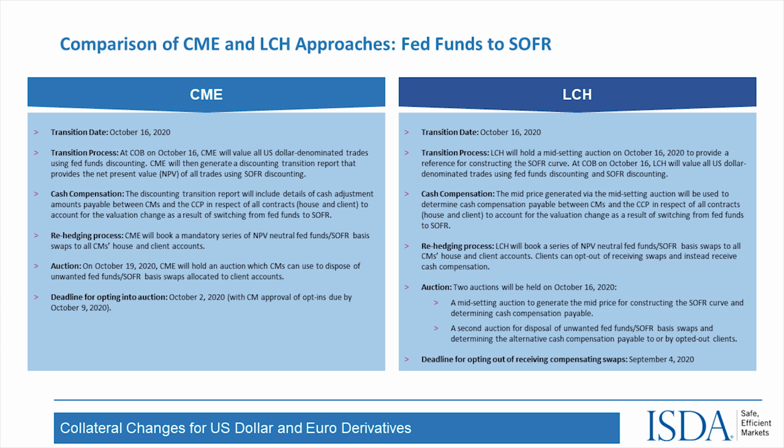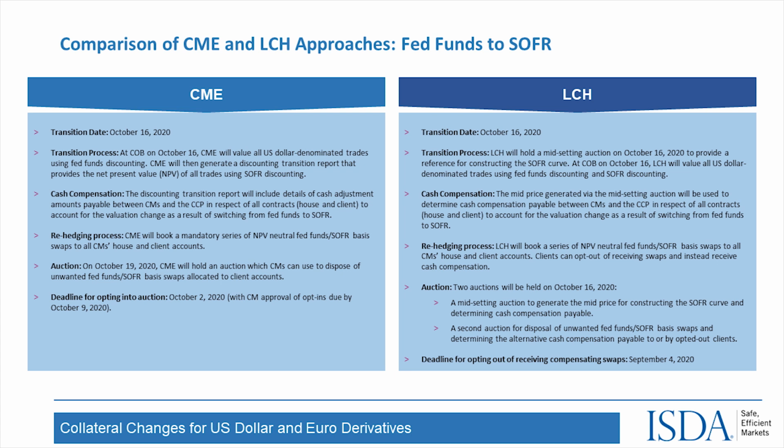In the case of LCH, if clients have opted out of receiving the discounting risk swaps, on the 16th of October, there will be an auction at which those swaps are disposed of. Now, in the case of LCH, as I mentioned earlier, there are actually two auctions that are going to be held on the 16th of October.